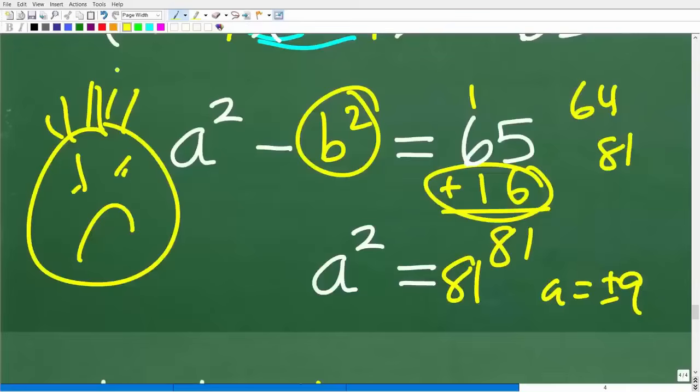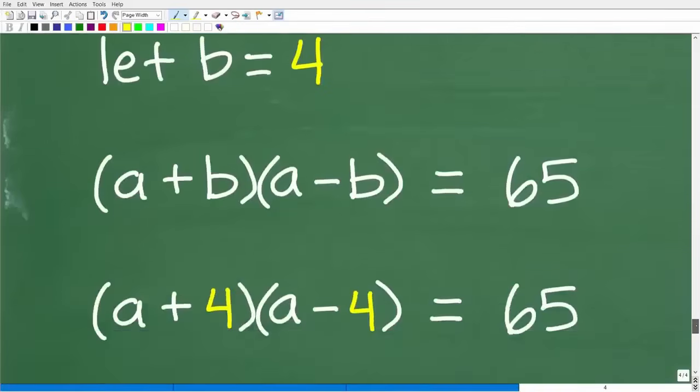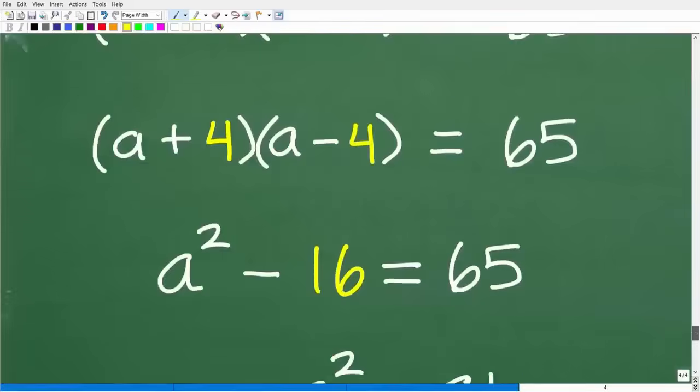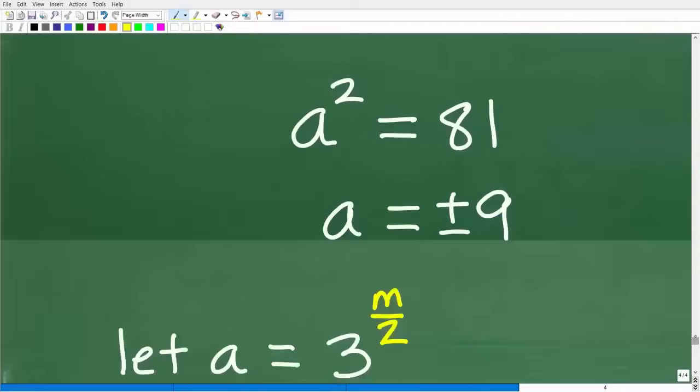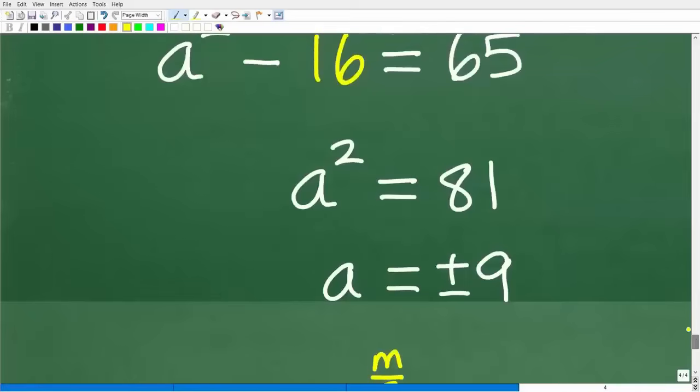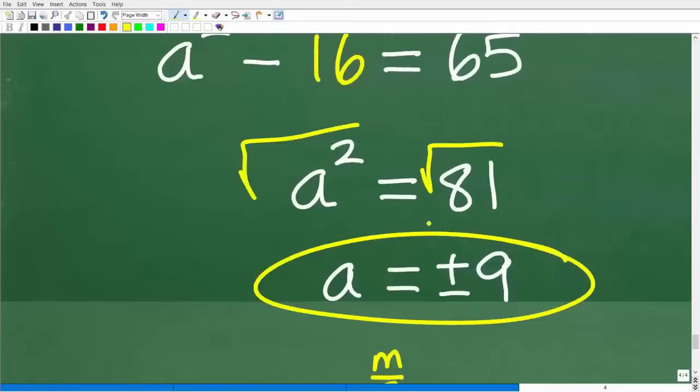So a squared is equal to 81. Let's go ahead and let b, instead of 1, let's let it equal 4. All right, so let's do the math. I already kind of went through it. So we have a squared minus 16 is equal to 65. So a squared is equal to 81, and a now, we can just take the square root of both sides, is equal to positive or negative 9. All right, so let's go ahead and see what happens here.